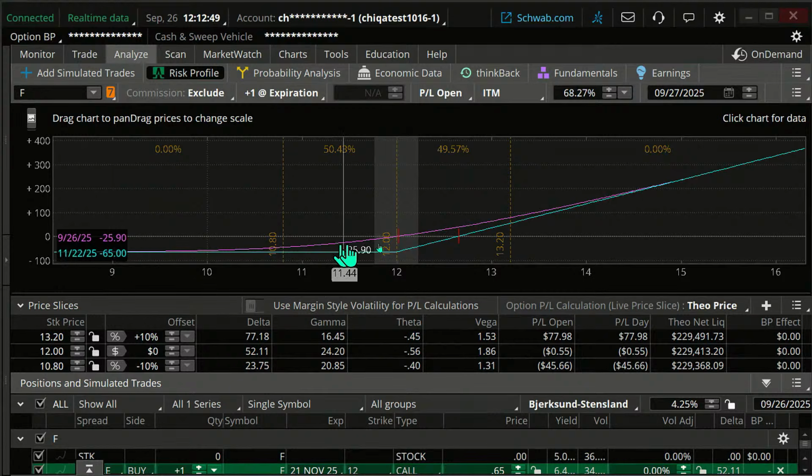Now, what if the stock goes up? If the stock goes up, generally that's good for a long call. Let's say it goes up to 15. How much money are we going to be making or losing? About $235. Do you see that? Okay. So that's how you can tell that.